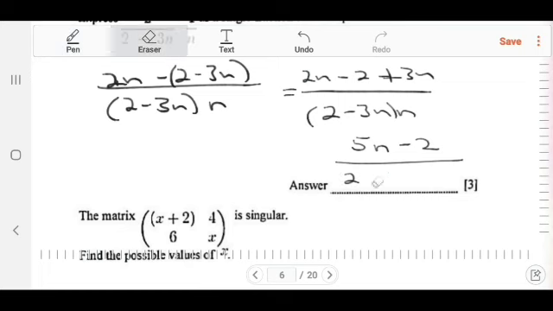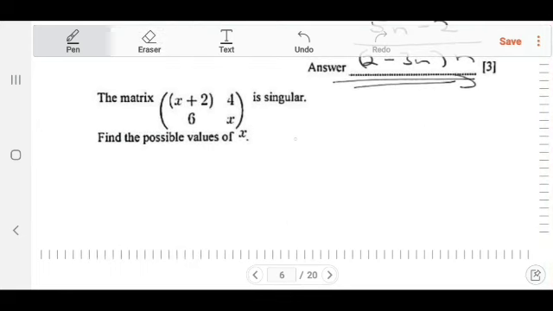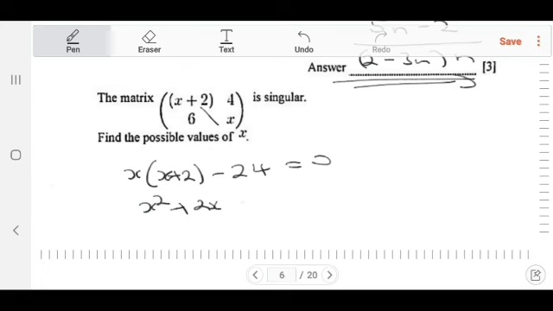No, it's 2 minus 3n, like this. Then here the matrix is singular, which means the determinant is 0. So this times this. We have x plus 2 like this equals to, no, I'm supposed to say minus here, minus this one, which is 24 equals to 0. So we have x squared plus 2x minus 24 equals to 0.